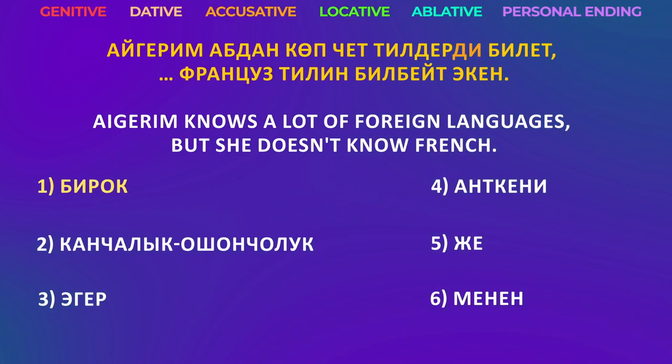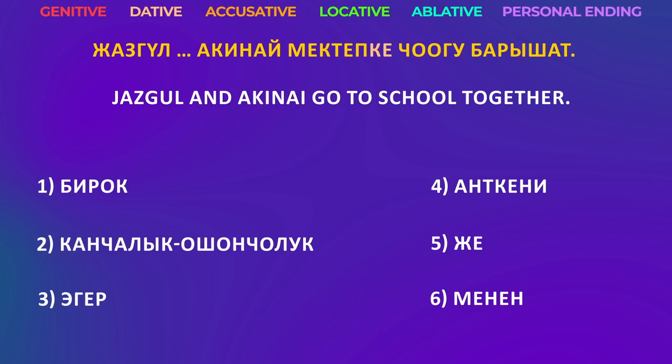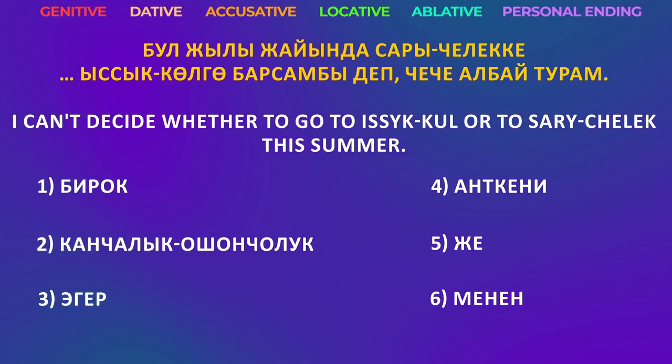Another one is: адам, conjunction, көп кітеп оқыса, conjunction, аң сезімі жоғарылайды. The more a person reads books, the more their horizon widens. So which one should you put? So the correct answer would be қандай ошончолық. Жазгүл, conjunction, акинай, мектепке чогу барышат. Jazgul and Akinai go to school together. So which one should you put? So the correct answer is менен. Бул жылы жайында сары челеке, conjunction, ысык көлгө барсам бы деп чече албай турам. I can't decide whether to go to ысык көл or to сары челек this summer. So which one should you put? So the right answer is je.